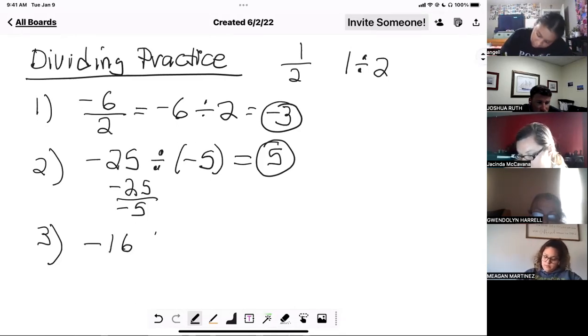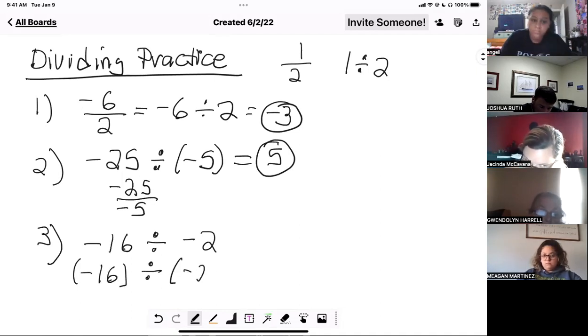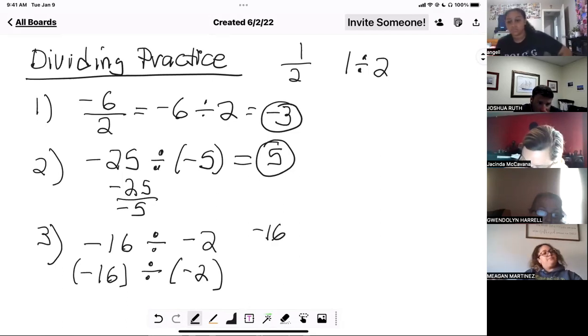Negative 16 divided by negative 2. Now, you also might see it written like this. Negative 16 divided by negative 2. They both mean the same thing. You could also see it as negative 16 divided by negative 2. There are so many different ways to write dividing. But a negative divided by a negative is a positive, and 16 divided by 2, or you could think of it as half of 16, is 8.